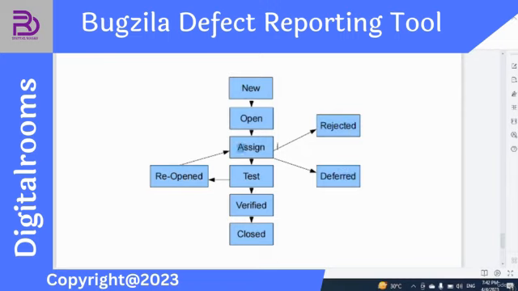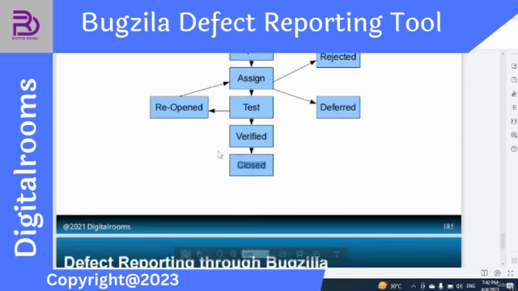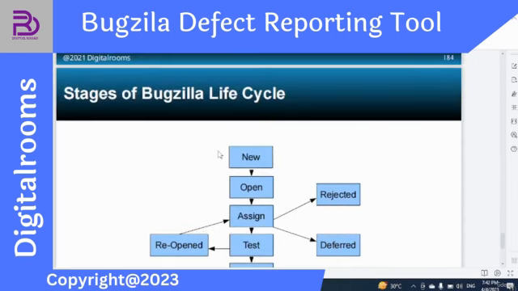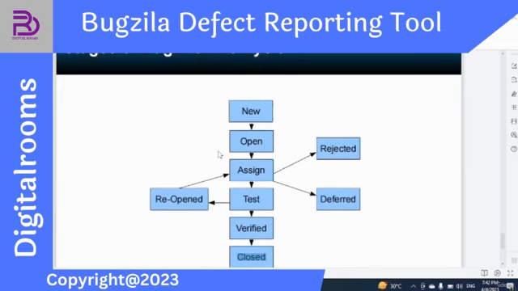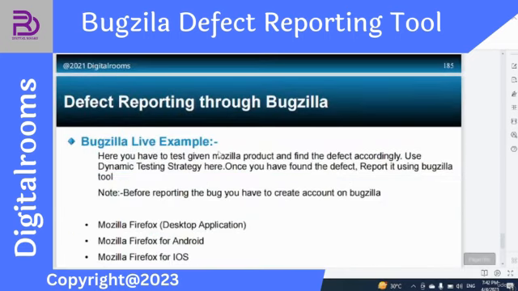If it is assigned and fixed, then it will come to the test phase. The test phase is where, once the developer fixes things, they test again. If the tester finds the bug is still there, he or she will report it and it will be reopened to the developer. Once it is verified, it will be taken as closed. So these are the steps of how a bug lifecycle works. The bug lifecycle is a very important thing.